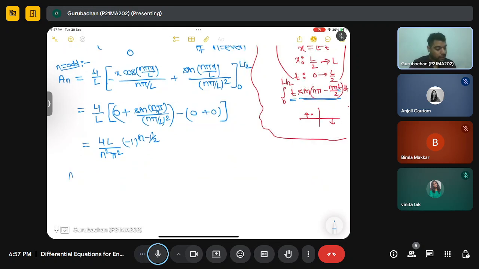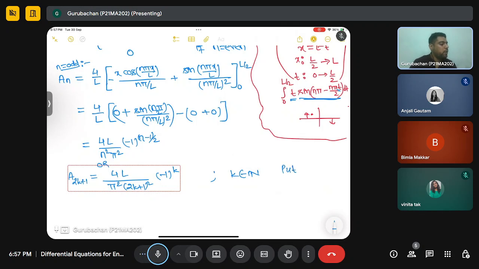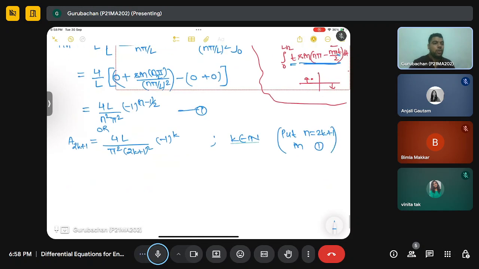Or for the sake of simplicity, you may write it as 4L divided by pi square times 2k plus 1 square, minus 1 to the power k, where k can be any natural number. What I have done is put n equal to 2k plus 1 in this one, question number 1. Then you will get this thing. Okay, you got the value of a_n, you know the value of b_n.